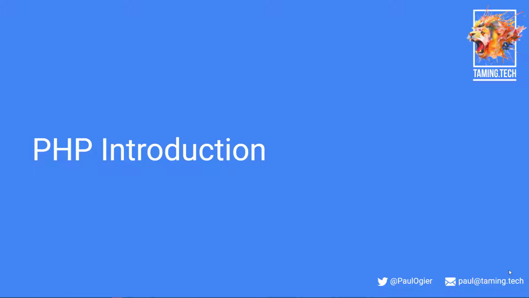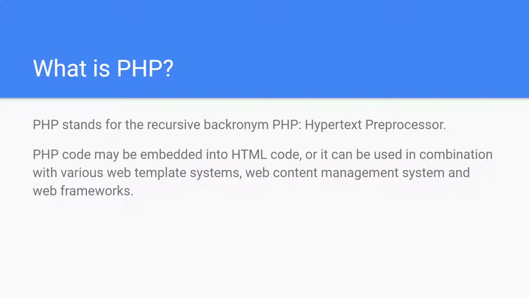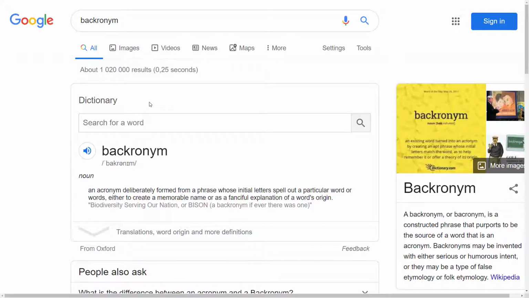So firstly, what is PHP? Well, it is a recursive backronym: PHP Hypertext Preprocessor. If you've never heard of what a backronym is, Google defines a backronym as an acronym that's formed by a phrase whose initial letters spell out a particular word. So their example is Biodiversity Serving Our Nation, or BISON. So BI comes from biodiversity there, and then SON is there.